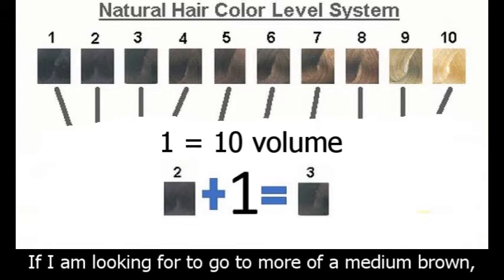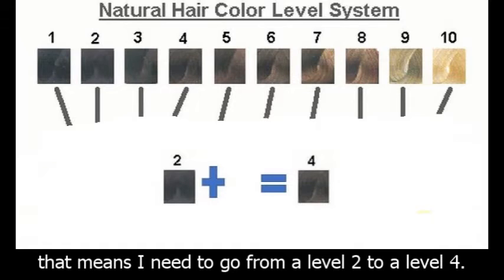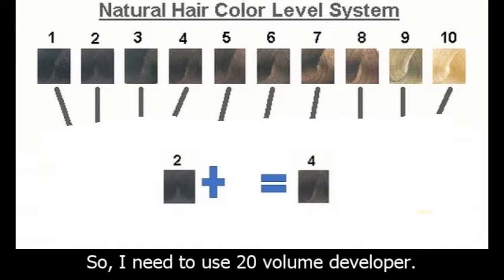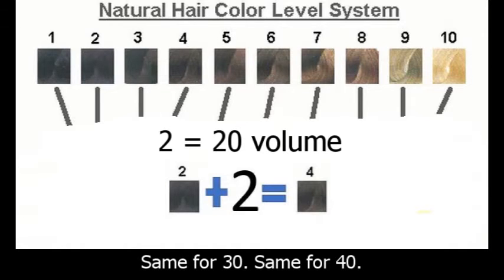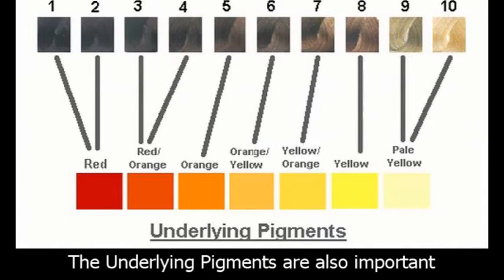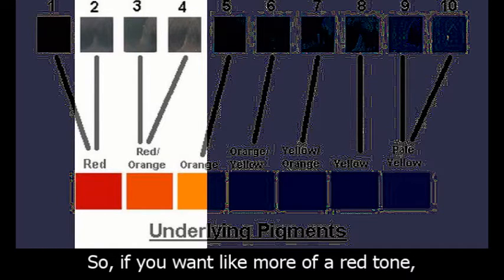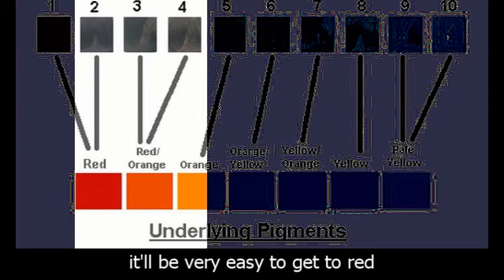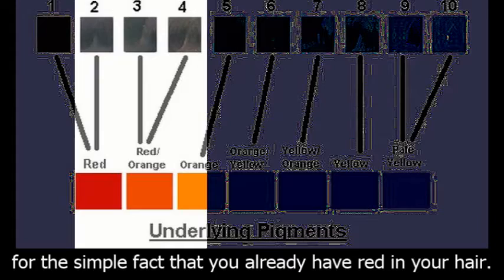If I am looking forward to go to more of a medium brown, that means I need to go from a level 2 to a level 4. So I need to use 20 volume developer. Same for 30, same for 40. The underlying pigments are also important because it tells you what color is already in your hair. So if you want more of a red tone, it'll be very easy to get to red if your hair is darker for the simple fact that you already have red in your hair.